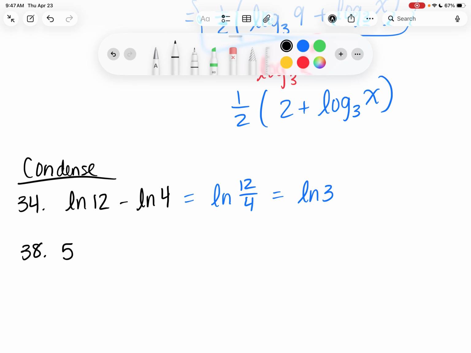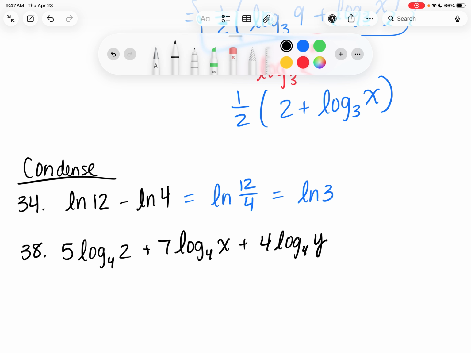5 times log base 4 of 2 plus 7 log base 4 of x plus 4 log base 4 of y. Oh, this is a lot different than the problem above. Not really. It's just like a lot longer.